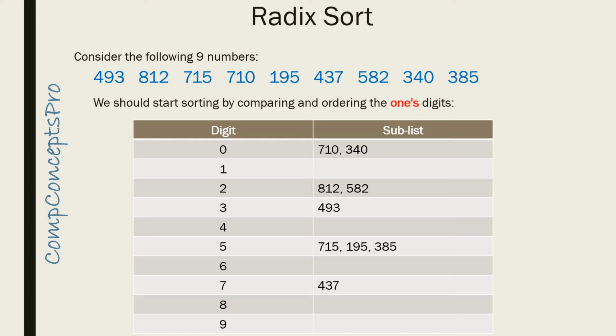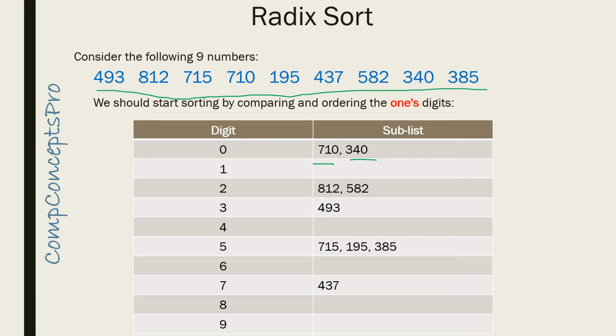Let's understand this directly with the help of an example. Assume that we have to sort an array containing these 9 numbers. These are the numbers that we have to sort. So one by one, starting from the first number, we will extract the numbers that have 0 at their ones place. So we found these two numbers which have 0 at their ones place.